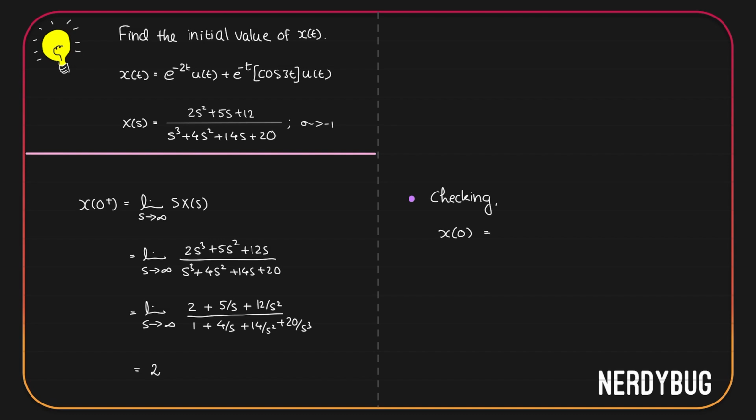x(0) will be e raised to 0 u(0) plus e raised to 0 cos 0 u(0). e raised to 0 is 1, u(0) is 1, so 1, plus e raised to 0 is 1, cos 0 is 1, u(0) is 1, so 1. This is equal to 2, which is exactly what we got over here.